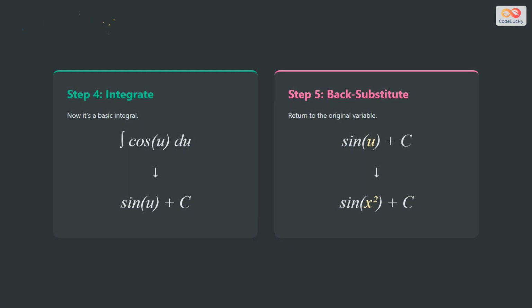Now we simply integrate. The integral of cosine u is sine u, plus the constant of integration. Finally, we can't leave our answer in terms of u, so we substitute x squared back in to get our final answer: sine of x squared plus c.